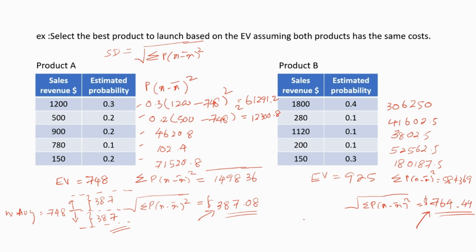For product B, this is the weighted average or the expected value we calculated, which is 925. This is the level, and below and above all the other outcomes are varying by 764, which means possible outcomes are varying around the average value by 764.